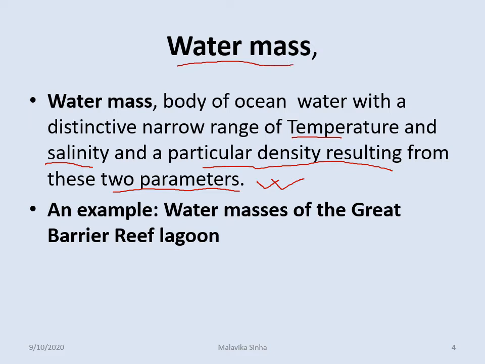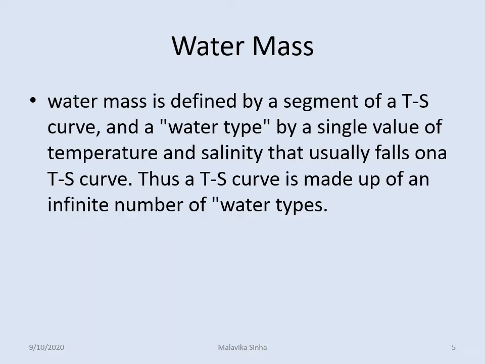We can take an example of water mass: water masses of the Great Barrier Reef region. It is a water mass of the Pacific Ocean. So we can identify the water mass with the help of the thermohaline line, rather the T-S curve.